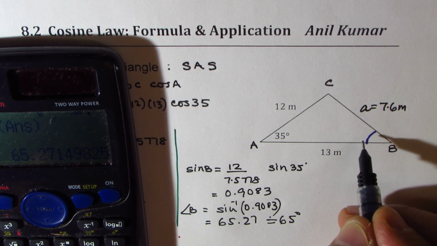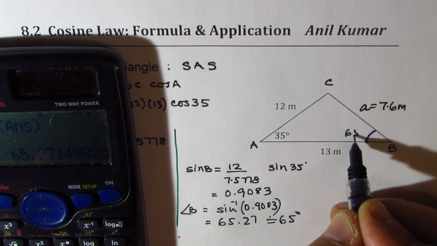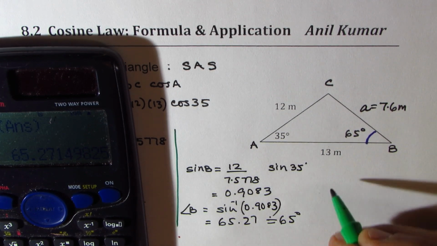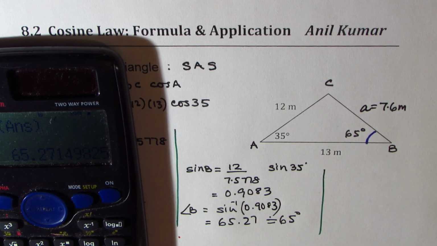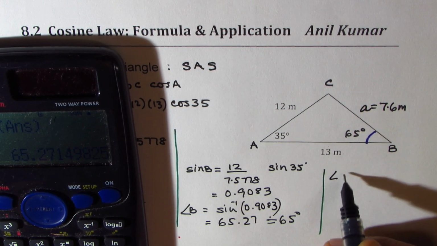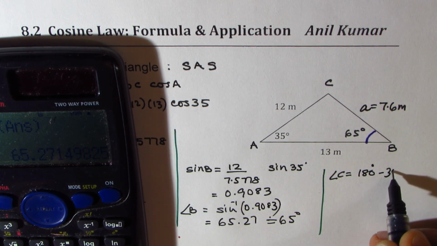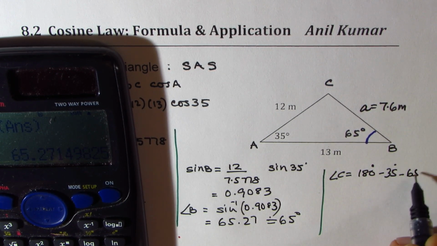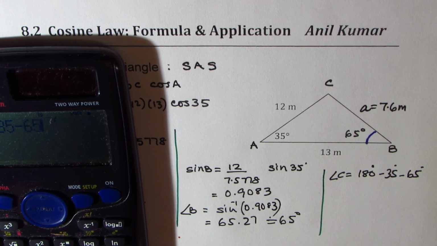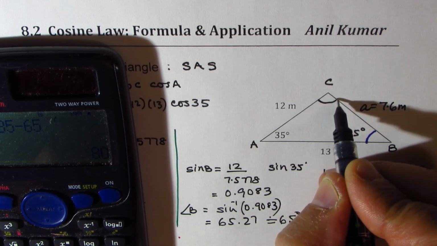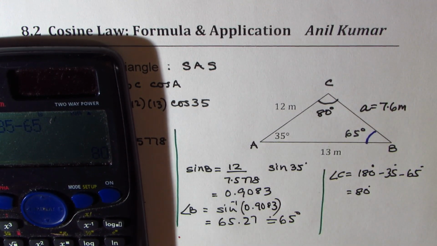So this angle we just found as 65 degrees. So what should be the angle C? Since the sum of angles is 180, angle C will be equal to 180 degrees, take away 35, take away 65 degrees, right? So it will be 180 minus 35 minus 65, which is equal to 80 degrees. So that is 80 degrees for us.